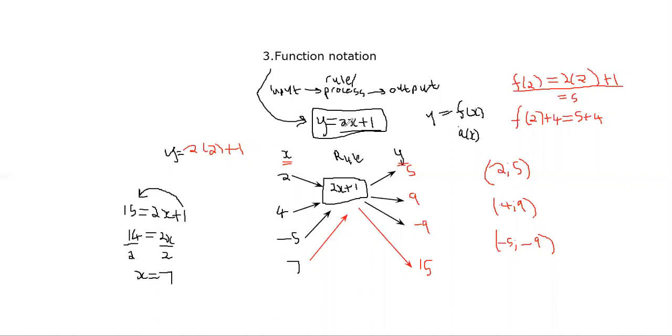When you see y is equal to, or f of x is equal to, or g of x is equal to, this is function notation. So you now know three notations: set notation, interval notation, and function notation. So they can represent functions in different ways, right? The first way is the one that I showed you, the mapping diagram, whereby you have the input, the process, and then you have the output. That is one way.